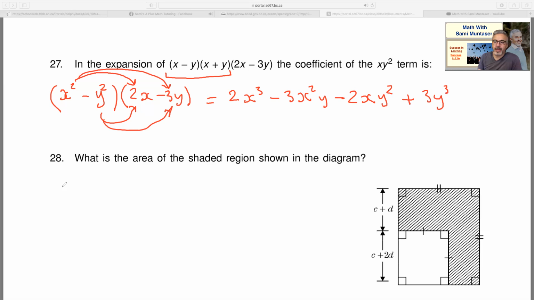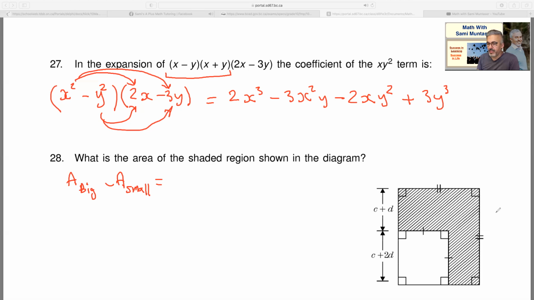Now, how about 28? Find the area of the shaded region. So to find the area of the shaded region, you want to do the area of the big rectangle, or actually that's a square, because this equals this, and since it's 90 degrees, it's a square. But anyways, it's the area of the big minus the area of the small. So this is the big thing right there, and this is the small square right there.